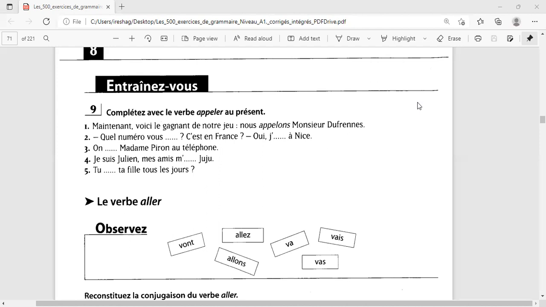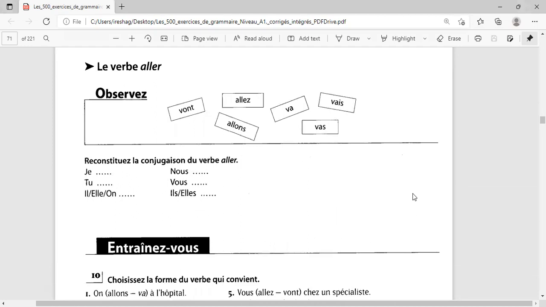Tu appelles ta fille tous les jours? You call your daughter every day, tous les jours. The entire phrase tous les jours gives the idea: every day. You call your daughter every day? Okay, let's move to the next one.